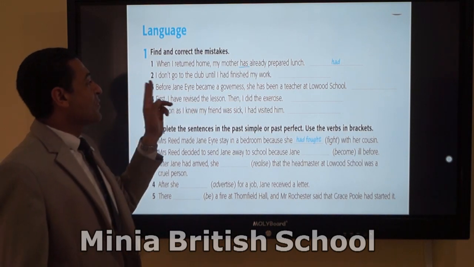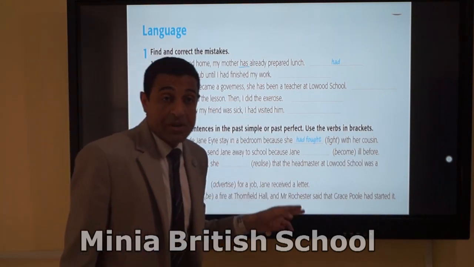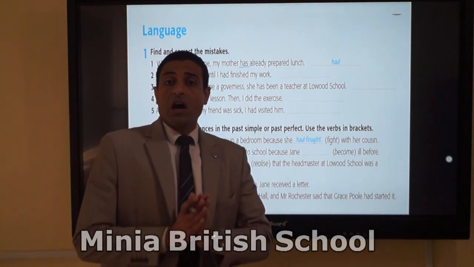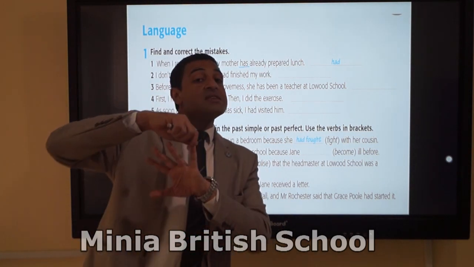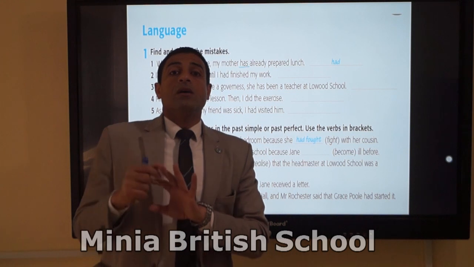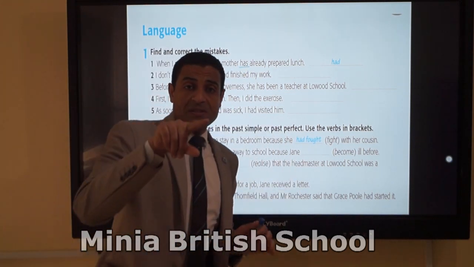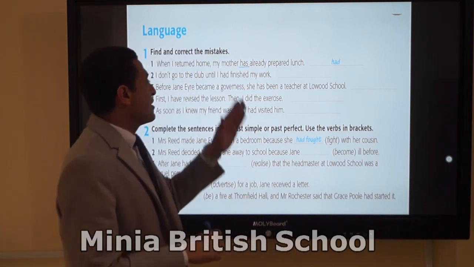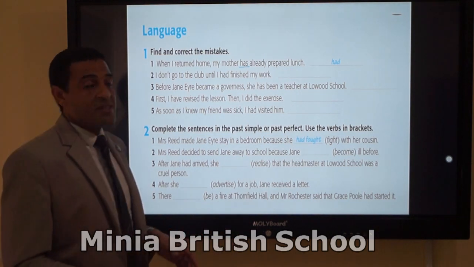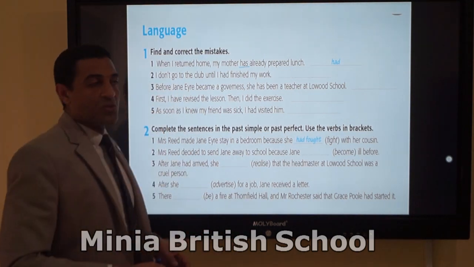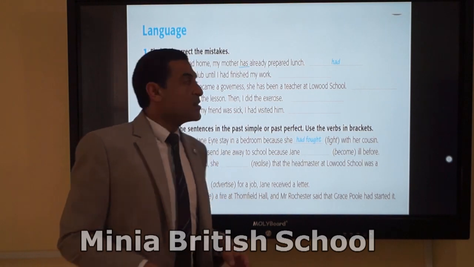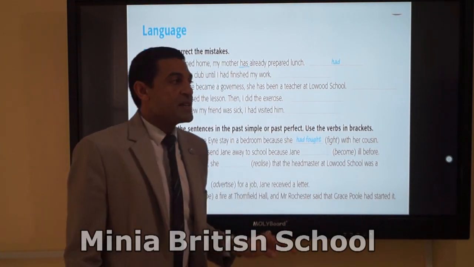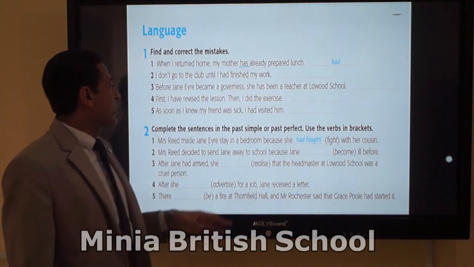I don't go to the club until I had finished my homework. Oh, here I have until in the middle. And when I can see till or until in the middle, before it use past simple but in negative, and then use the past perfect as it is. So the mistake here will be this one, don't. So it will be didn't. I didn't go to the club until I had finished my homework.